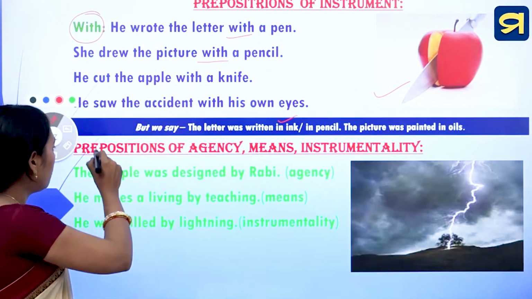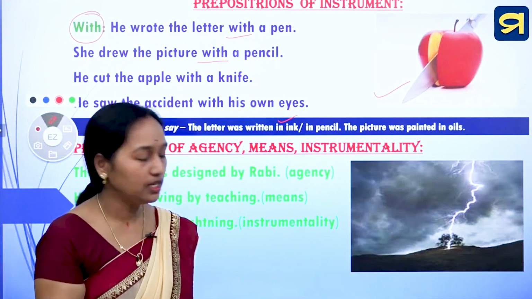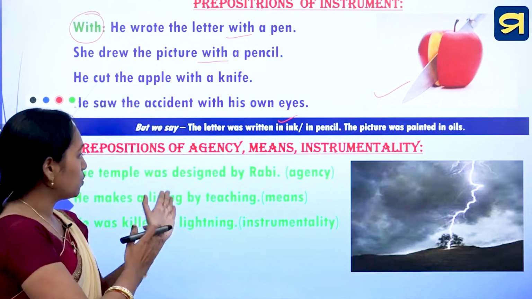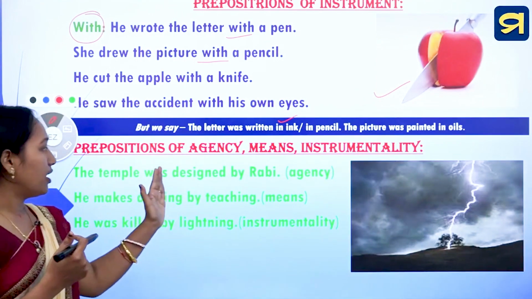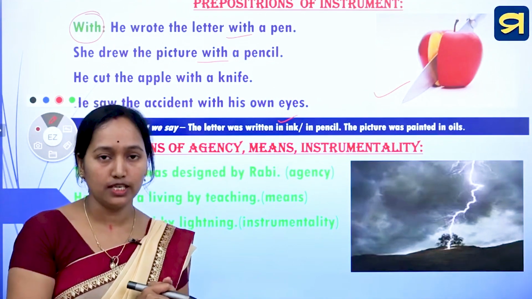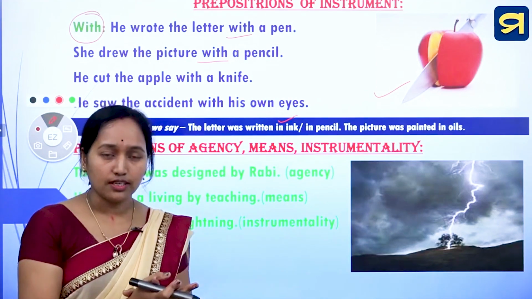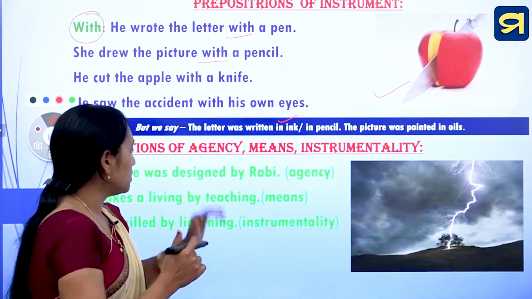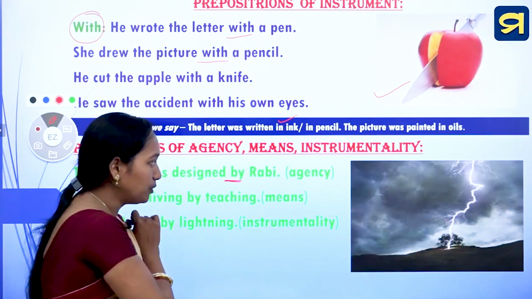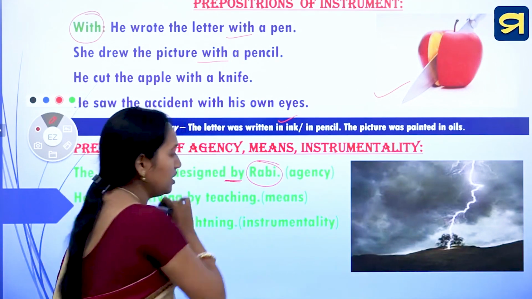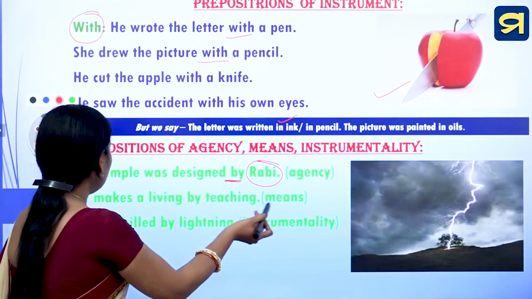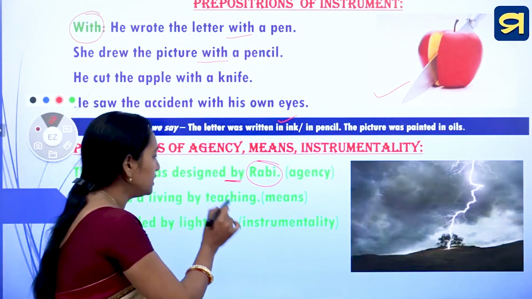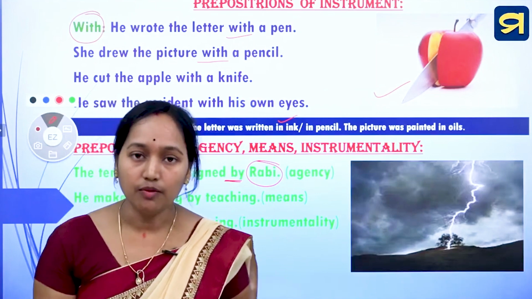Okay. The next, prepositions of agency, means or instrumentality. For agency, look at the example. The temple was designed by Ravi. So students, here who is the agency? Can you easily identify here? This preposition is used for agency, and Ravi is the agency. The temple was designed by Ravi. Next, he makes a living by teaching.